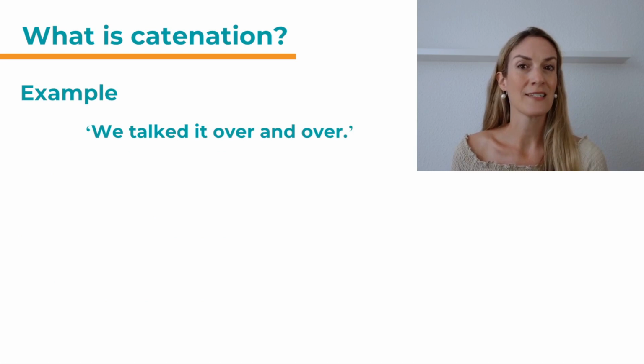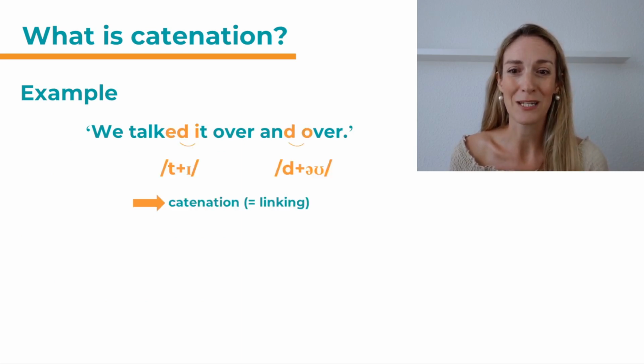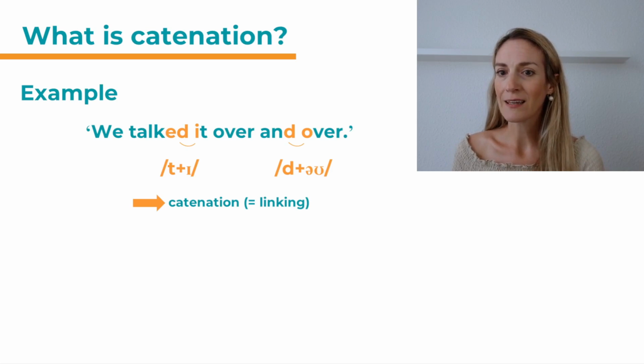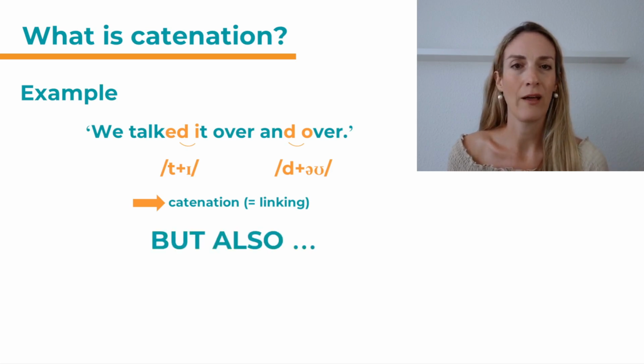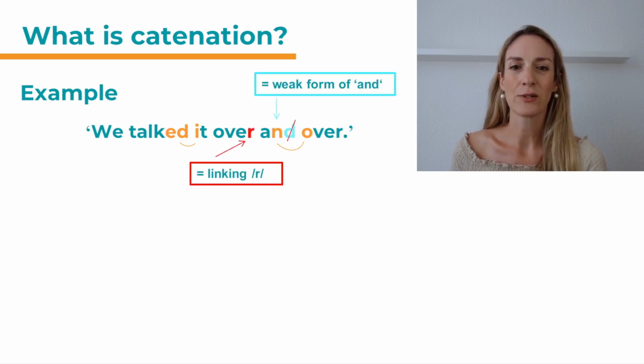Here we have a sentence: we talked it over and over. And so here we don't just have catenation, we actually have other features of connected speech. First of all, the examples of catenation, we have "talked it." So we have a T and an I joining, "talked it." And then we have "and over," "and dover." So two examples of linking already in the sentence. However, we have more than that. So let's have a look here.